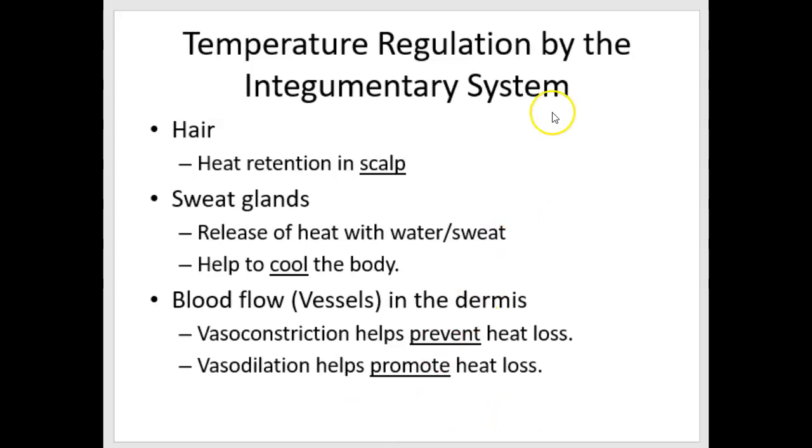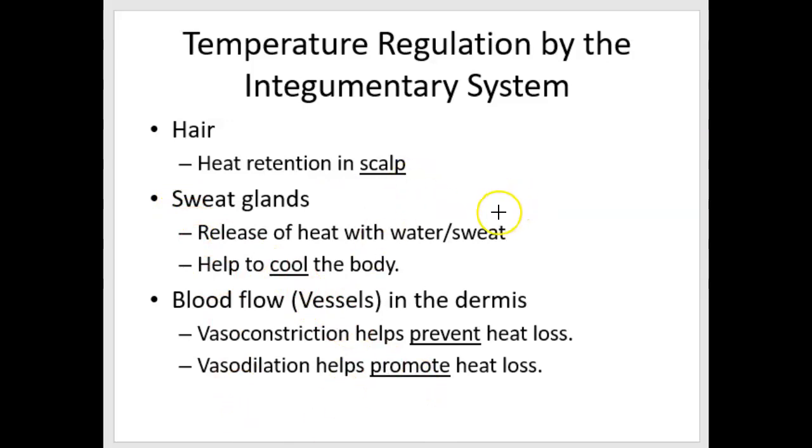A little bit about temperature regulation. I want to mention that I think it's in your textbook that hair is thought to not be involved at all in temperature regulation. I disagree. I think that the hair on the scalp in particular prevents heat loss from the head, or it can be a site of heat release. You know how your hair gets a little sweaty when you work out or something like that. You sweat on your scalp. So I think the hair does do some insulation there, but it's neither here nor there really. It doesn't matter.